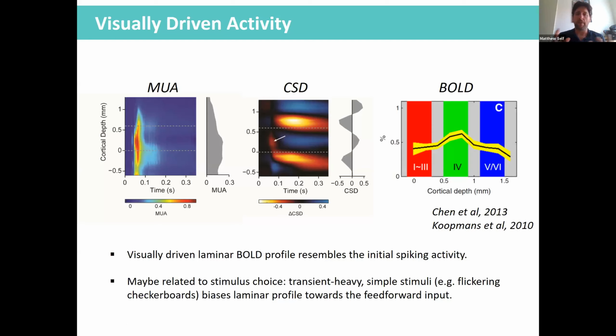So that's quite interesting. The visually driven laminar bold profile seems to resemble the spiking activity that we see in cortex. And there may be some reasons for that. It might be related to the stimulus choice. As I said, if you use flickering checkerboards, that might drive a more layer 4 dominated profile. On the other hand, it might also reflect a bias of the bold signal towards layer 4. So we talked about layer 4 having a denser capillary bed than other layers. So the bold signal might simply be higher in layer 4. Or it may even reflect a difference in coupling between neural activity and bold across the different layers of cortex. That still remains an open question to be addressed in the future.